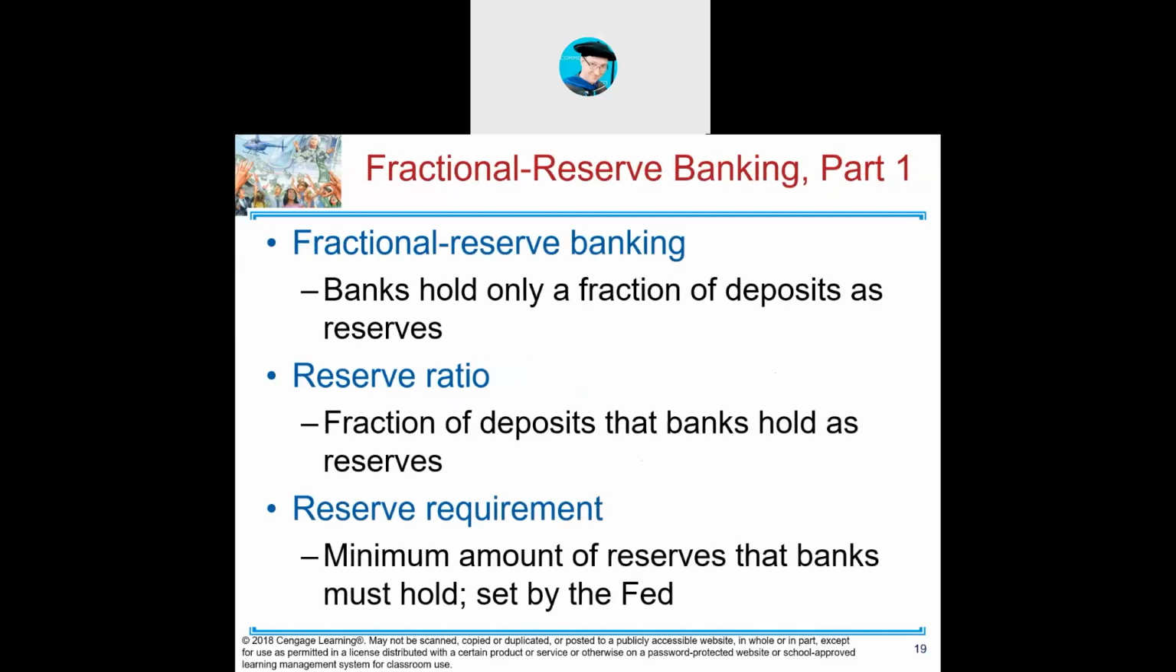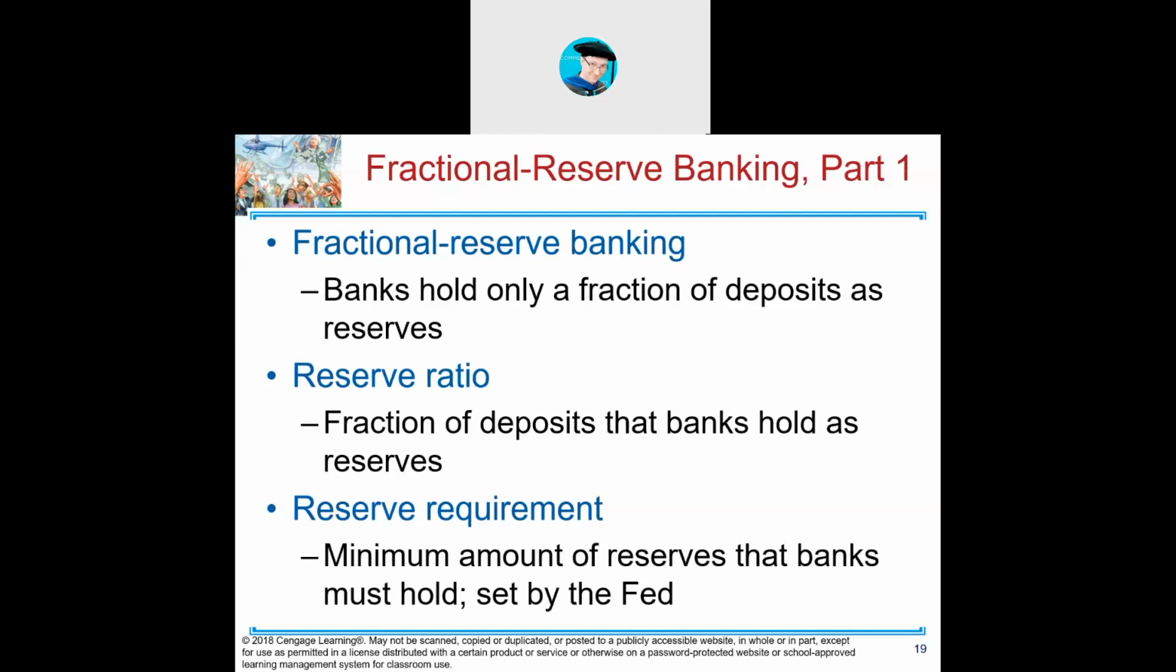There's a couple of different ways that we figure out how much to have on hand. The bank needs to ensure that they have enough on hand at all times. We do this frequently, banks, by looking at their requirements, ratios, and what we call fractional reserve. I'll break it down for you. A fractional reserve simply means that we have a fraction of deposits on hand.